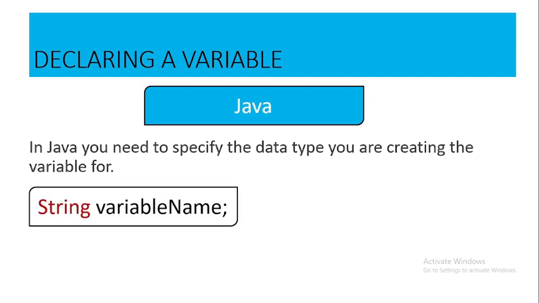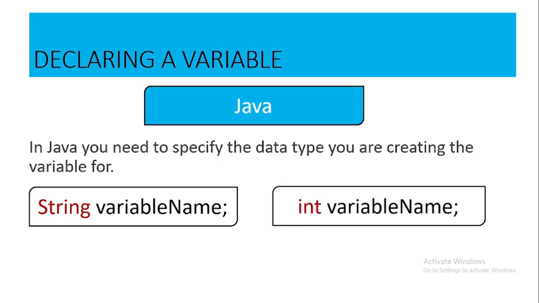So let's say you are creating a container that is going to hold string data type. With this, you need to use a keyword known as string, and then after the string, the name you want to give to the container follows. If that particular container is going to hold an integer data type, then you need to create that variable or the container with the keyword int. So, int variable name.